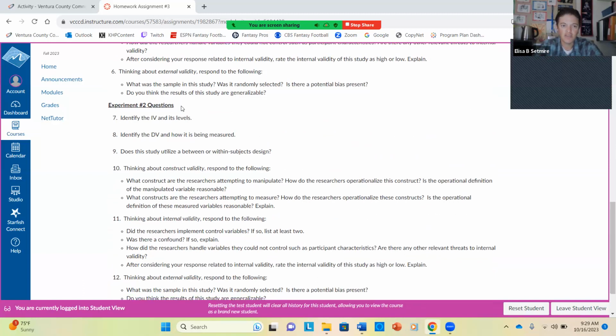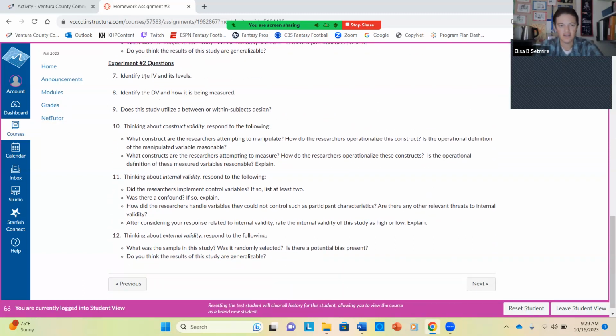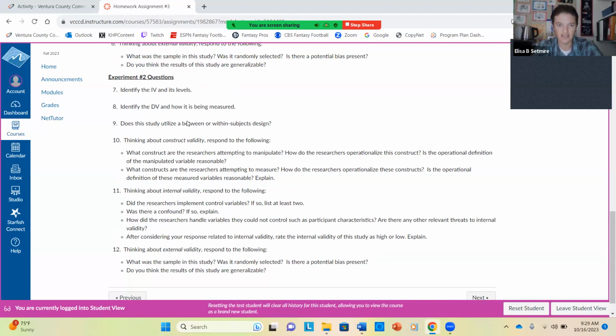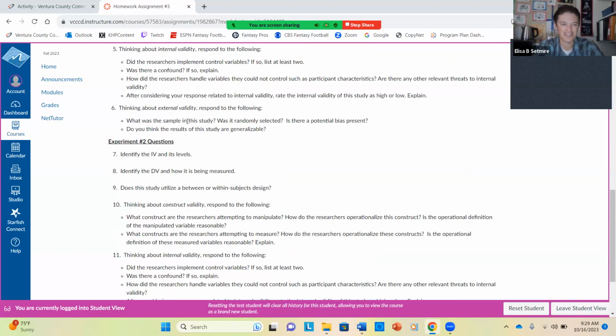And then you're going to do the same thing for the second experiment in the study. Identify the independent variable and its levels, a little different. The dependent variable, how it's being measured, what kind of design, construct, internal and external validity. So spend some time on this. It should be a couple of pages all in all. Again, make sure that you are numbering your responses and answers so that I can find your answers very easily and know which one you are addressing.